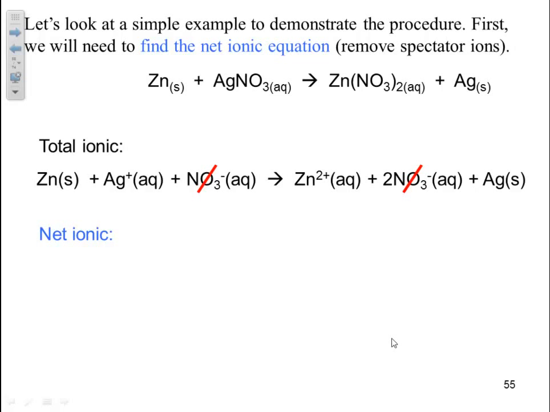Now notice that I have a 2 coefficient in front of one side and 1 on the other. That doesn't matter. It's not balanced. We're going to fix that in the end. So then I bring down the rest of my components. So my net ionic equation is zinc plus silver 1+ gives me zinc 2+ plus silver.